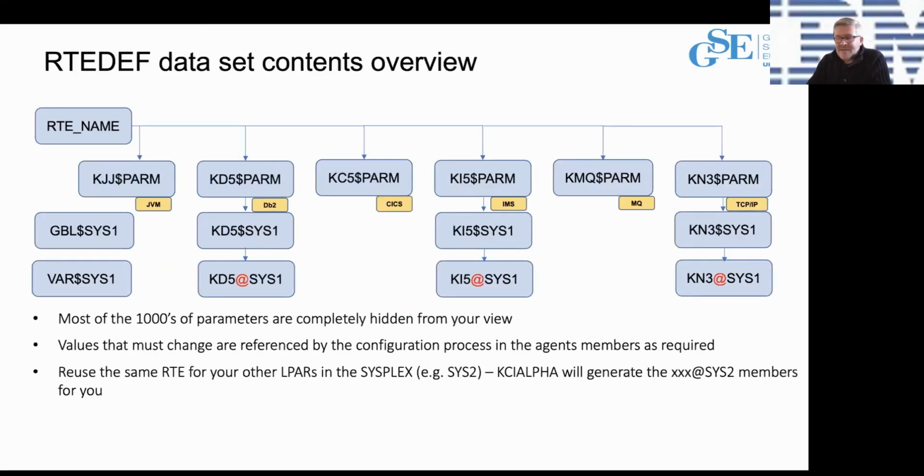And we talked a little bit about the RTE def data set and what we create in there. So what happens is in the RTE def data set, you'll have a member, which is the name of your RTE name, your runtime environment name, which specifies which OMEGAMONs you're going to install, for example. And then there'll be a parameter for each of the products as well. And it'll also create a parameter on discovery with the LPAR name. So you can use this RTEDEF across LPARs in the Sysplex to store all your information in one place.